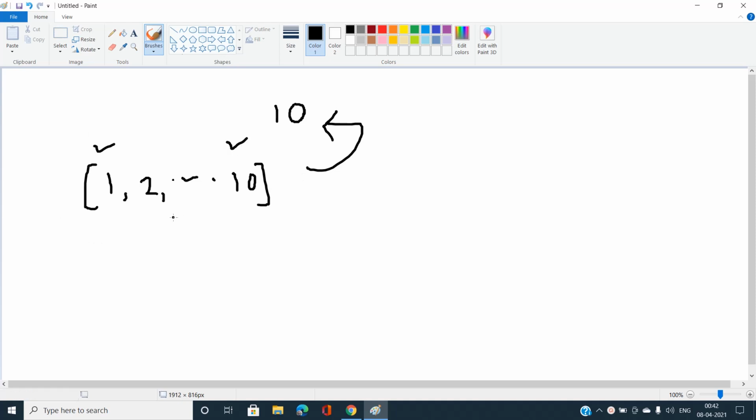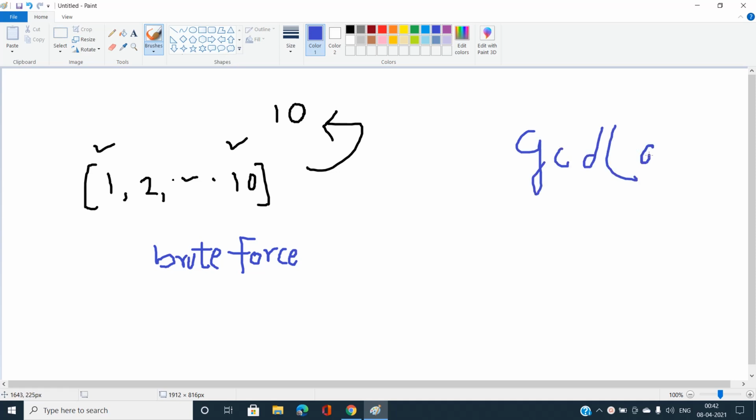Now you can easily claim that we can use brute force, that is, you can just iterate from 1 to 10 and check whether the GCD of a comma b is 1, where b is fixed, that is 10, and a varies from 1 to 10. If the GCD of some particular pair comes out to be 1, our answer should be incremented by 1. Now this is basically the brute force.